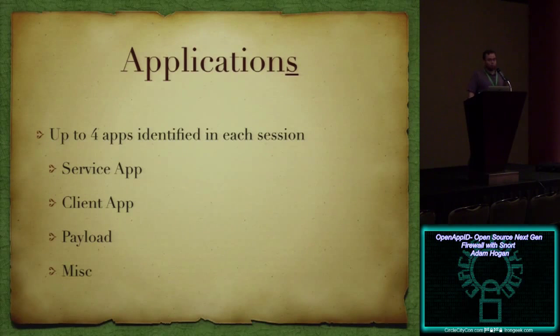All right, so once it's up and running, now we can actually watch the traffic going through the Snort process to identify applications. And in fact, you can get 4 different applications identified in each session. So if you go out and you're doing something on Facebook, it might come back and say, well, the service application is this web server. The client application is Firefox. The payload application is Facebook. And the miscellaneous application comes back as Facebook chat, right? If we have that kind of view of the data.